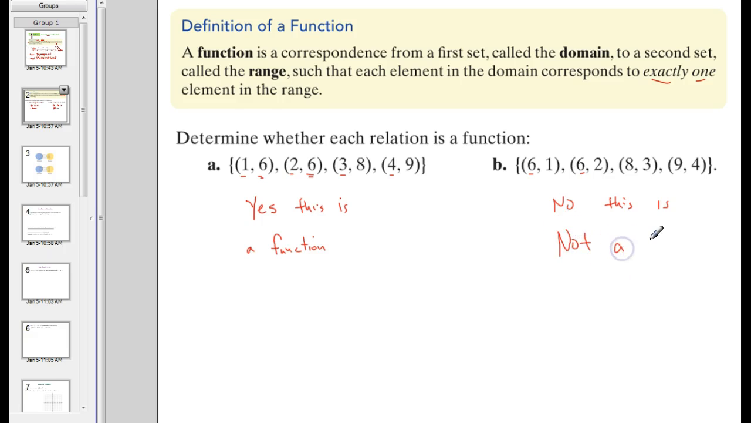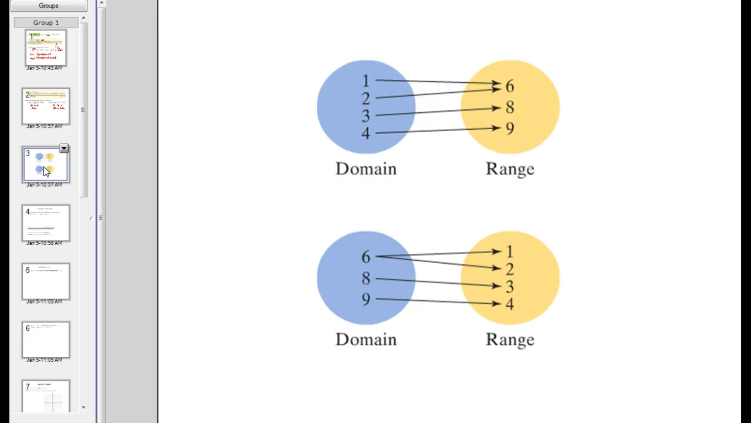Alright, both are relations because they're both just a set of ordered pairs. They're both just a set of points. But only one fits the definition of a function. Okay, this has a repeated x value or repeated domain element, and there's more than one range element it's paired with.